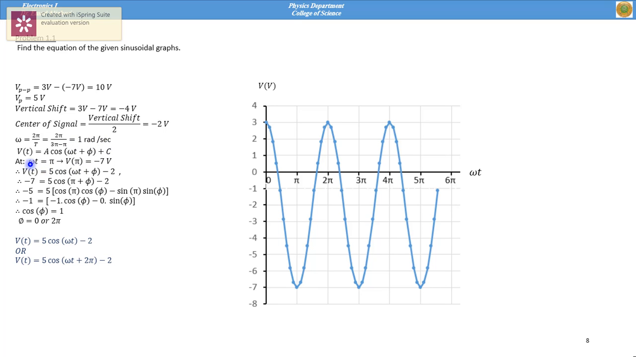Now, when omega t is equal to pi, you have to choose one point. This point, omega t is equal to pi, so V at pi is equal to minus 7. Here this is equal to minus 7. You can substitute these values in the equation and you will get phi equal to either 0 or 2 pi, and here this is the final equation.